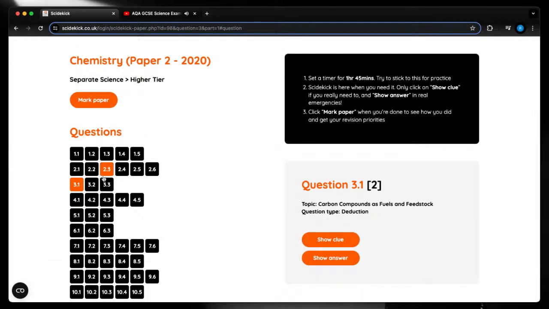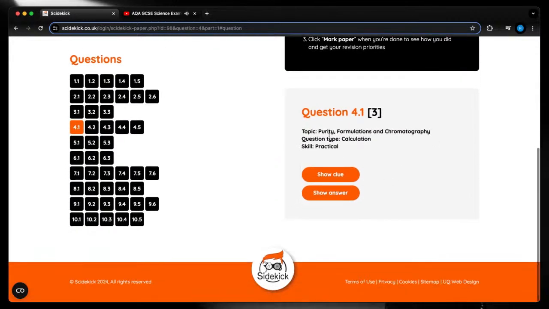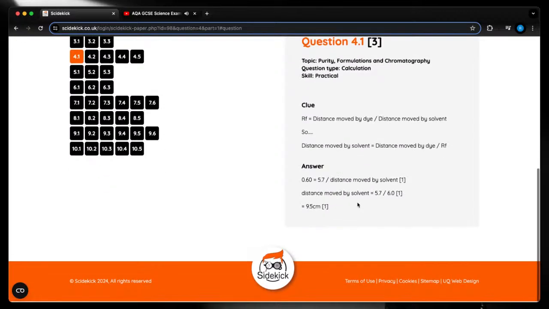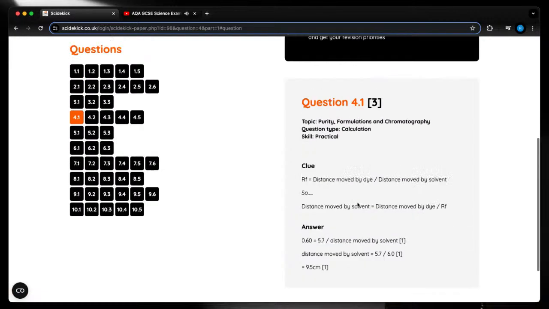Where's a calculation one? Come on. Where is a calculation one? There we go. Okay, so you're doing calculations. This is about formulations and chromatography. So this tells you how to calculate RF, and how to rearrange that equation. So if you didn't know how to do that, this will be here going, right, this is what you need to do in order to do it. And you can see the answer as well if you choose to.